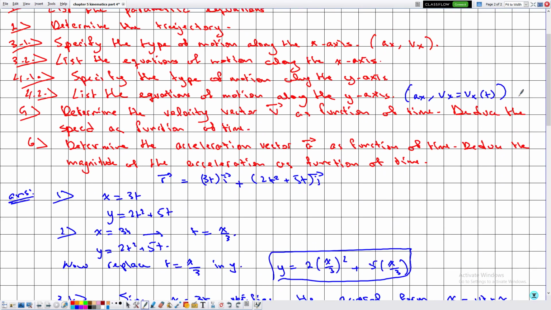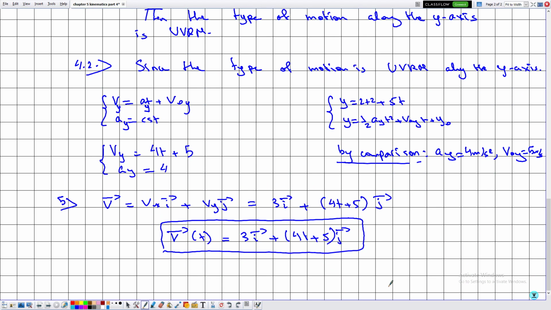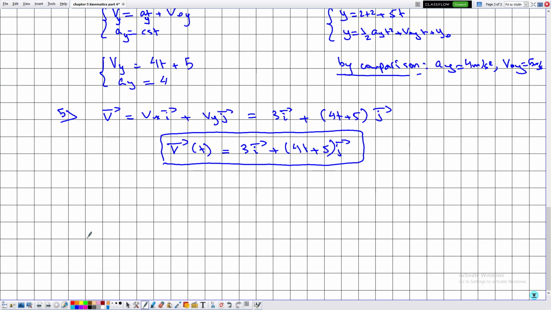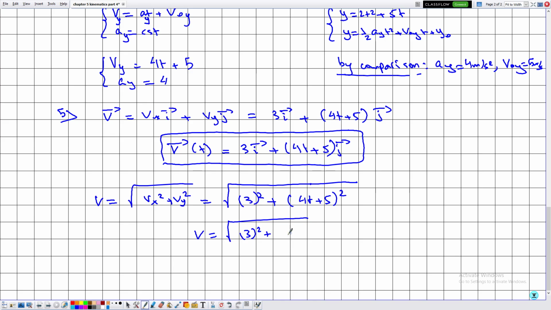Now in the same part they are telling me to deduce the speed as a function of time, and deduce means that we notice the previous part. In the previous part we have determined the velocity vector. Now the speed is the magnitude of the velocity, so v is equal to the square root of vx squared plus vy squared. Now the x component of the velocity is given by 3, so 3 to the power 2, and as for the y component it is given by (4t plus 5) to the power 2, and you can expand and reduce the expression under the square root. Okay, so it's given by the square root of 3 squared plus (4t plus 5) squared.